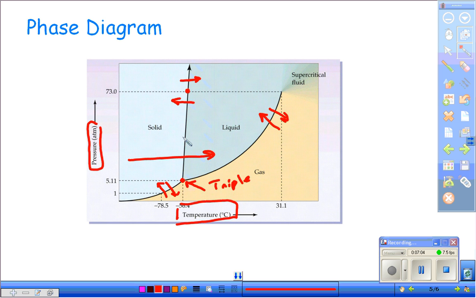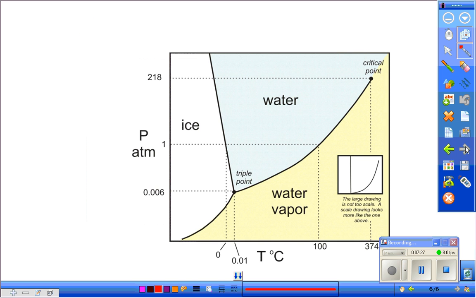This line along here is going from solid to a liquid, and that's either melting or freezing. Along here, this line would be going from vaporization and condensation, and this bottom section is going from sublimation and deposition.